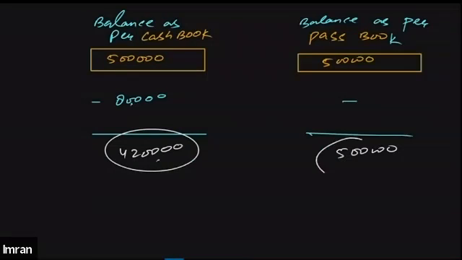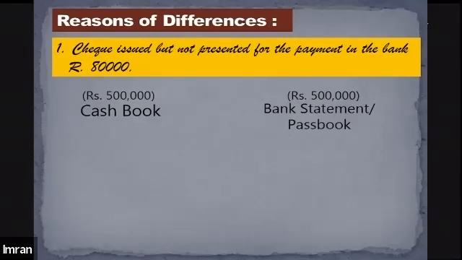Since the transaction must have been recorded in the cash book, the cash book will reduce by 80,000. But on the other hand, the transaction hasn't been recorded in the passbook, so the passbook will reflect the same balance as previously. So there is a difference arising, yes or no? You understood the reason why the difference may arise? Everyone, please tell me if it is clear. Yes, sir.